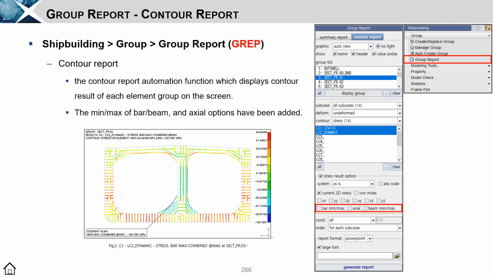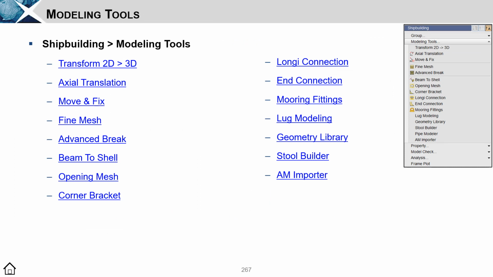You can use the contour report commands to generate a report by selecting the result case and result type to output for each group. You can report the results of all result cases, result types for all groups at once. The contents on the screen are useful modeling tool lists for the shipbuilding industry developed by the customer's needs. I will explain in detail one by one.